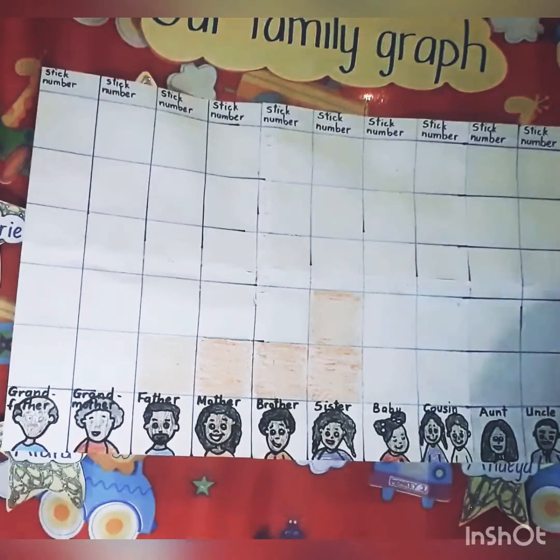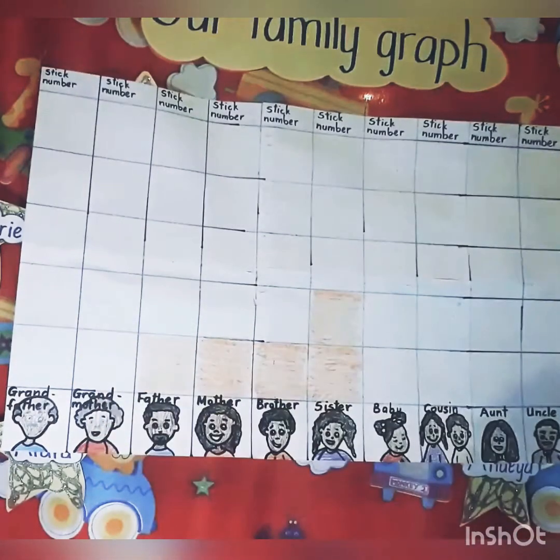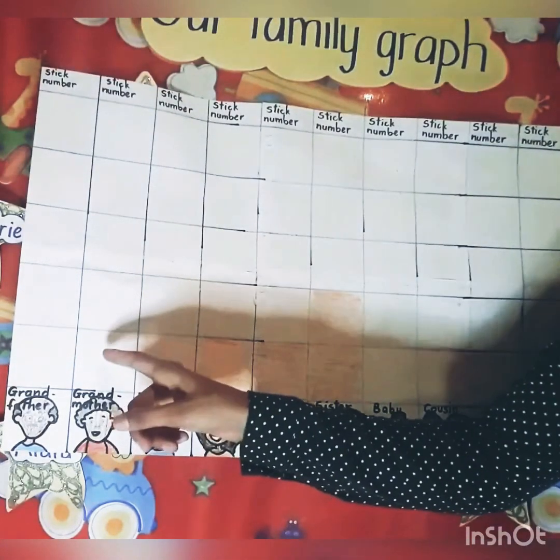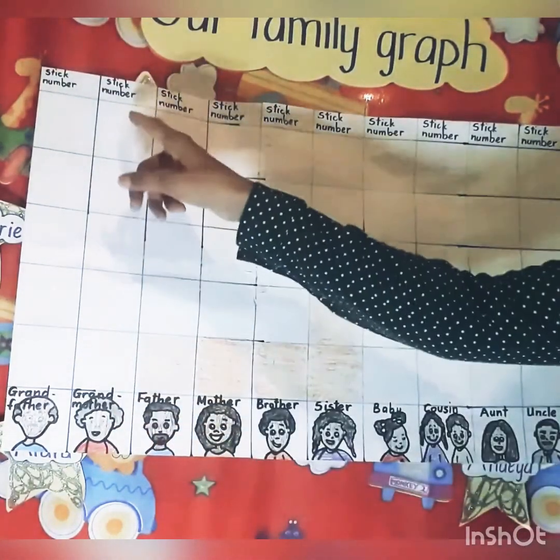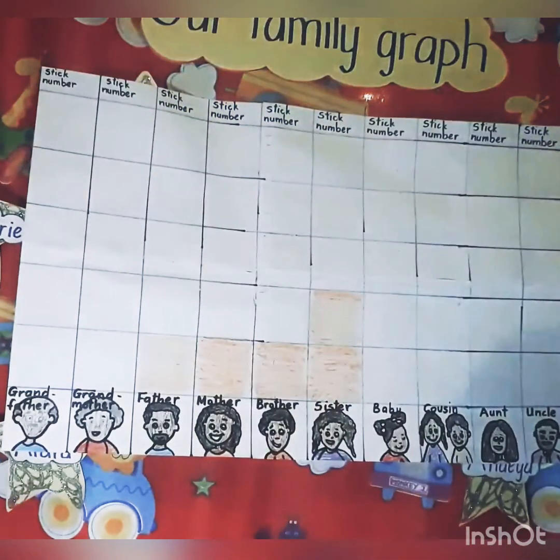Alright, let's look at the second picture here. Who are you seeing? Grandmother. So if you colored 1 square above grandmother, what number are you going to stick on top? The number 1. Alright.